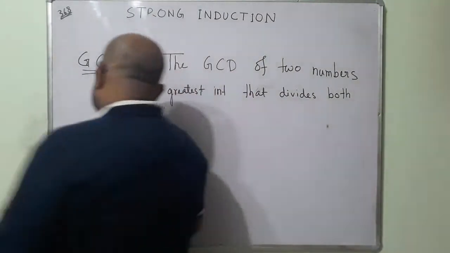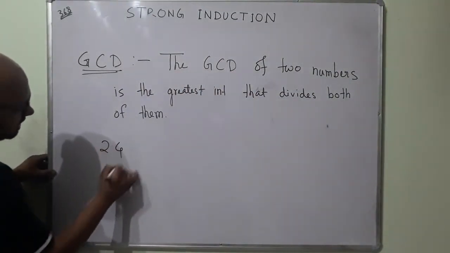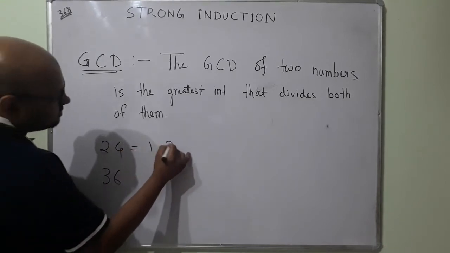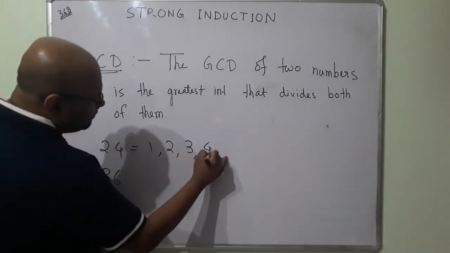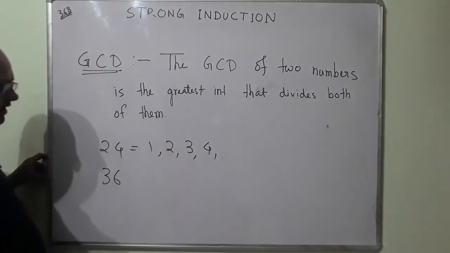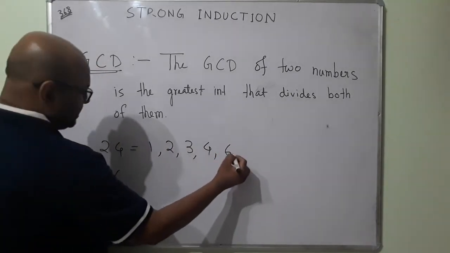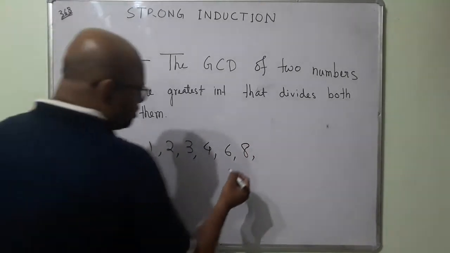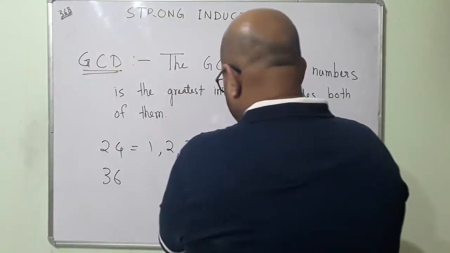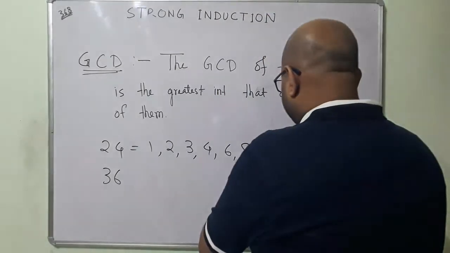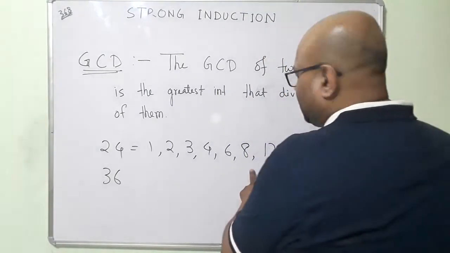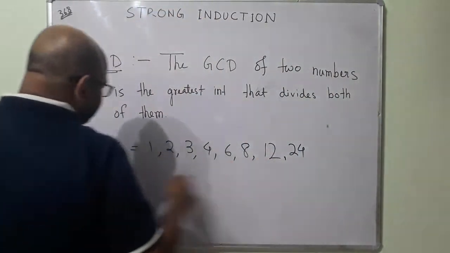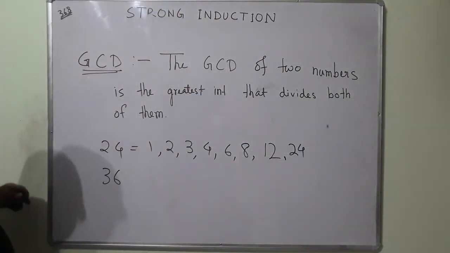Okay. So let us say I have two numbers, 24 and 36. So 24 is divisible by 1, divisible by 2, divisible by 3, divisible by 4. Is not divisible by 5, divisible by 6, not by 7. It is divisible by 8. Then not divisible by 9, 10, 11. It is divisible by 12. Okay. Then it is divisible by 24 itself. So these are all the numbers that divide 24.